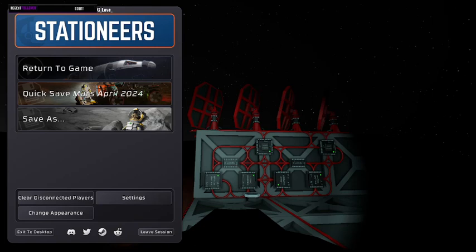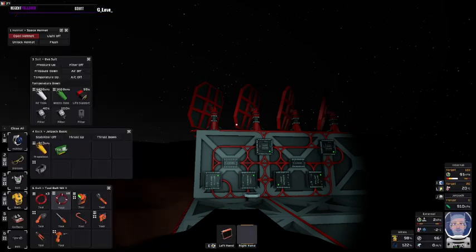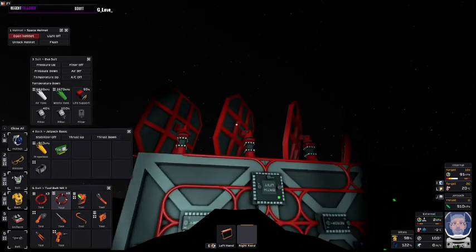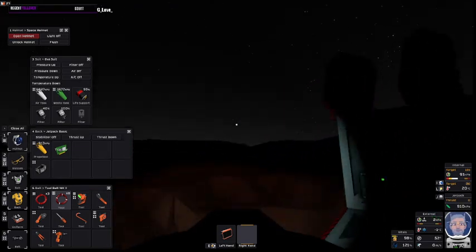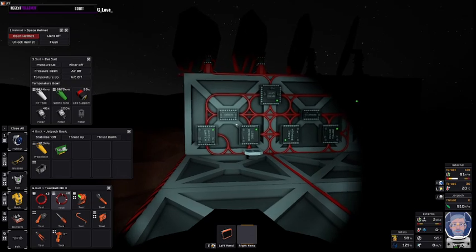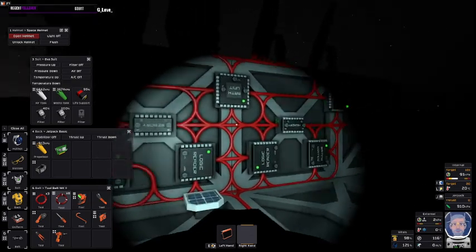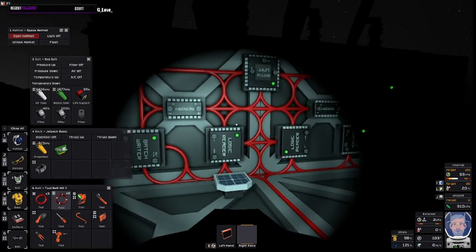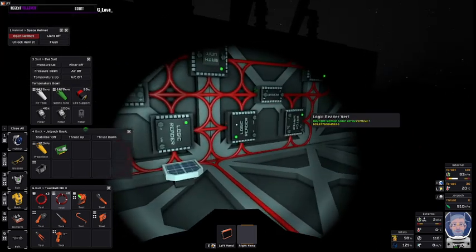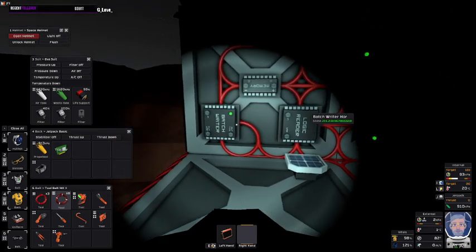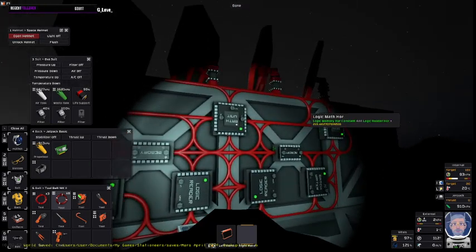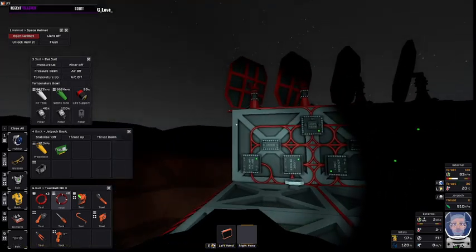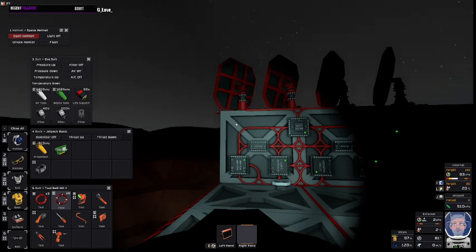Okay, so this is an 8-chip system. And as you can see, the sun's about to come up. Our solar panels are aligned for the sunrise. What you need is two memory logic, two logic readers, two batch writers, and two math units. You need one for the horizontal direction and one for the vertical direction.